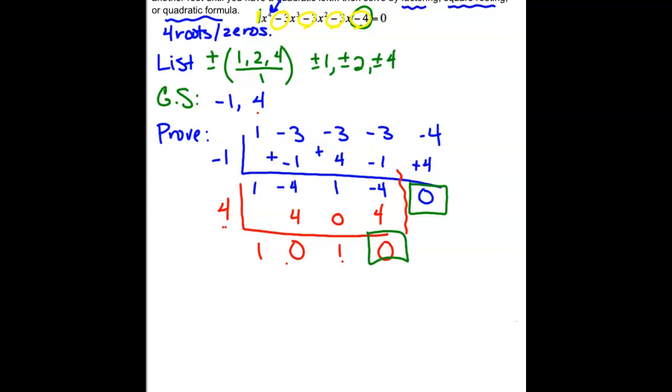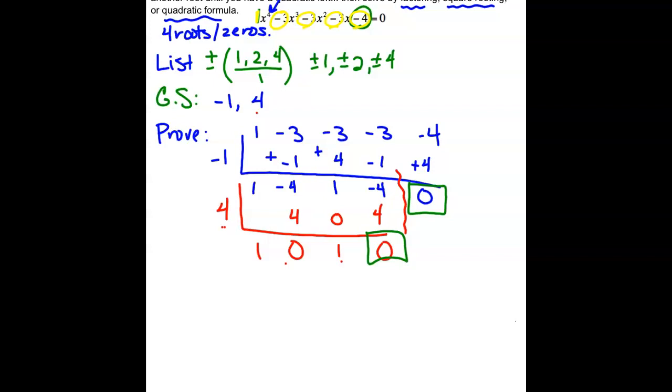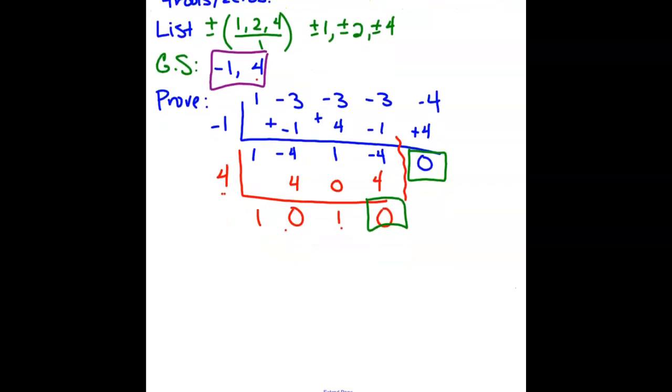So we have proved algebraically that these two are in fact zeros. But remember, we're trying to find 4 zeros and we only have 2. So there's 2 more out there. So now we look at this polynomial that we have left. Again, our first number after that remainder is a constant. Next would be our x's and our x squareds.